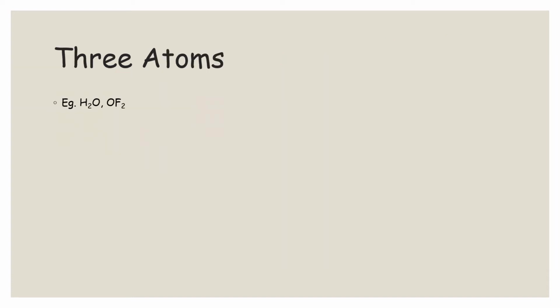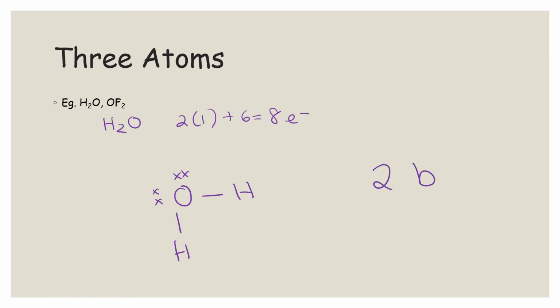This time we're going to look at 3 atoms. I'm going to look at water as an example. So you've got 2 times 1 for hydrogen plus oxygen is 6, which is 8 electrons. We'll draw the electron dot diagram, which looks like this. You can see here that we've got 2 bonding pairs and 2 lone pairs of electrons. This wants to arrange those pairs of electrons as far apart as possible to prevent repulsion. To do that, it will arrange them in a tetrahedral fashion.